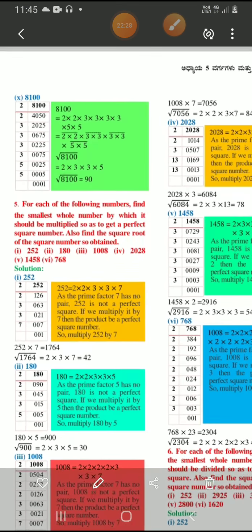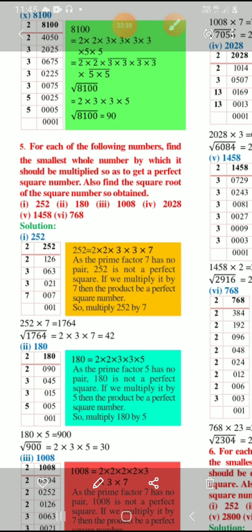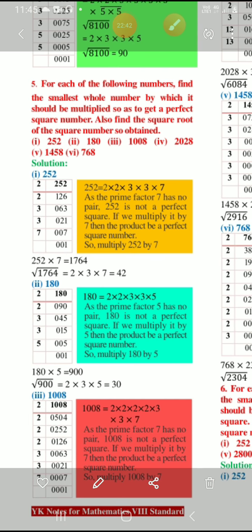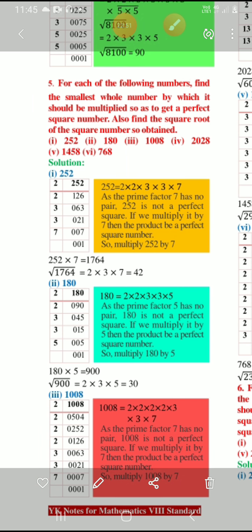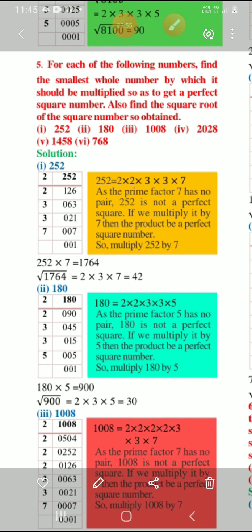Let's try to see that. For each of the following numbers, find the smallest whole number by which it should be multiplied so as to get a perfect square number. Also find the square root of the square number so obtained. Okay, so we need to find the smallest whole number by which it should be multiplied to get a perfect square number. So in this way, how can we solve this? Let's try to see that.